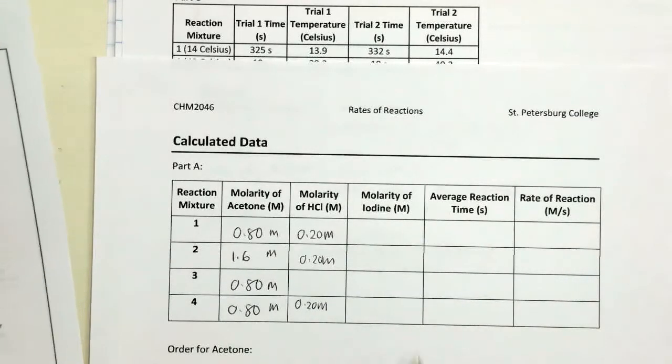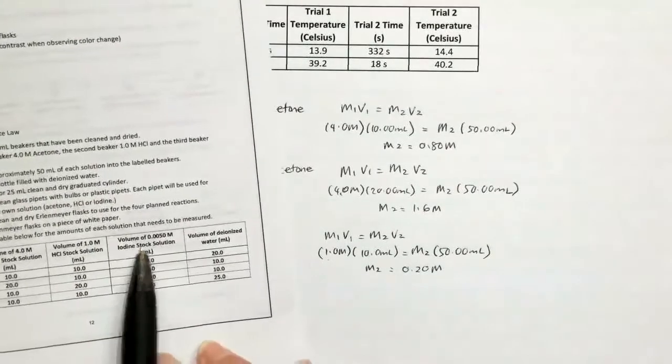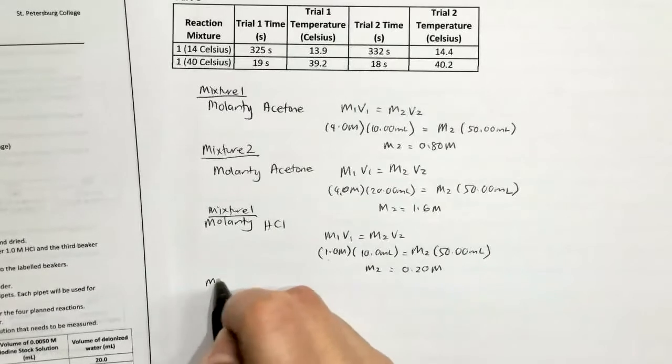Okay, now I want to show you an example of iodine as well. So for iodine, we'll do reaction mixture 1.